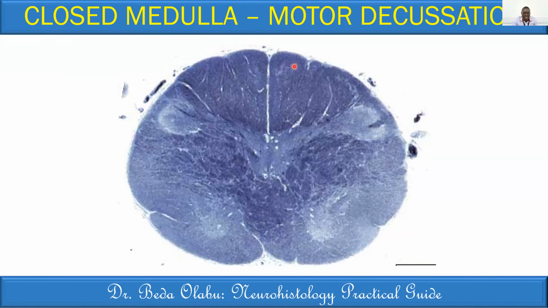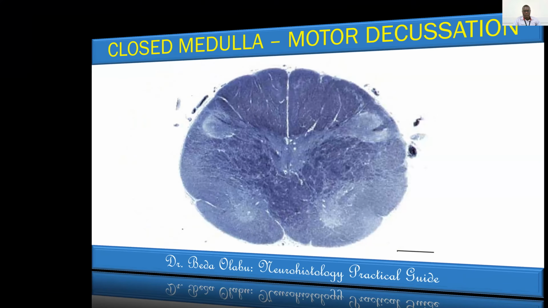Dorsally, we can see fasciculus gracilis and fasciculus cuneatus distinct there. So at the level of motor decussation, we don't see the olive. We don't see the sensory decussation. It is closed medulla way down at the spinal medullary junction. That's how it looks, closed medulla, level of motor decussation.